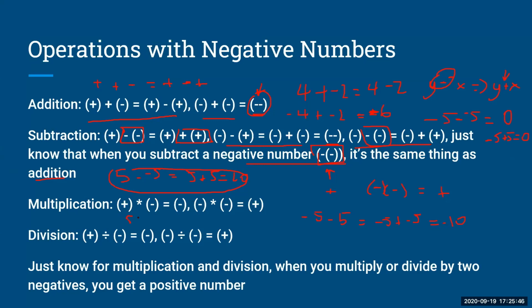Multiplication: if you multiply a positive number by a negative number, you get a negative number. So 5 times -1 is -5. And if you multiply a negative number by a negative number, you get a positive number. So -5 times -1 is equal to positive 5.